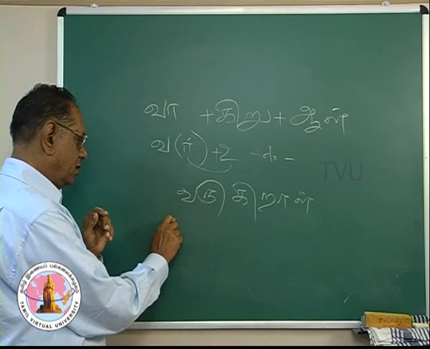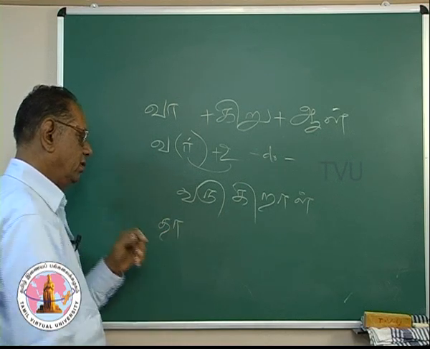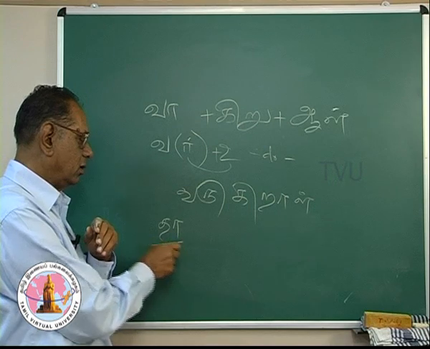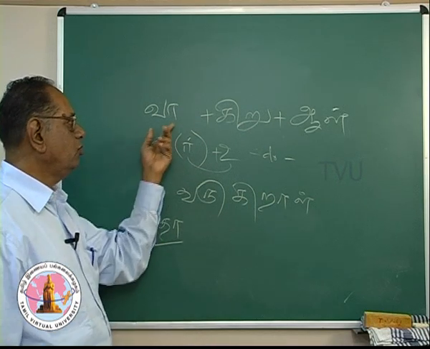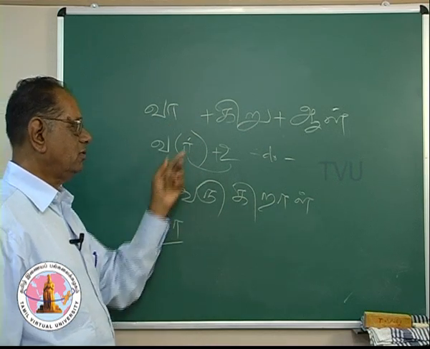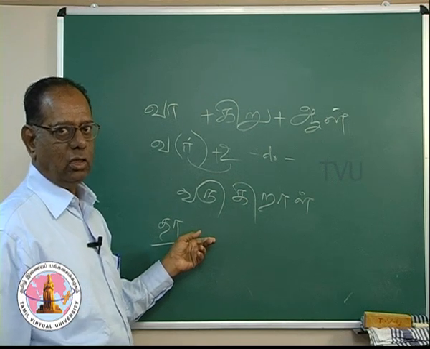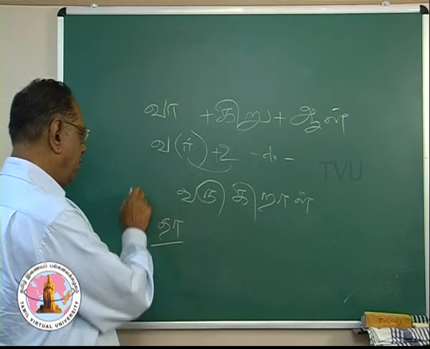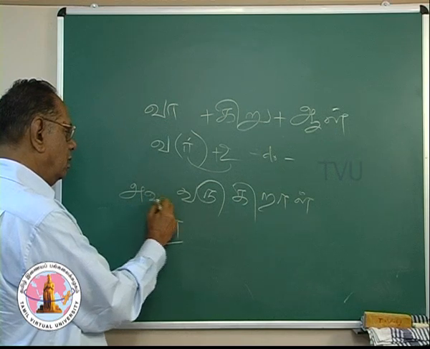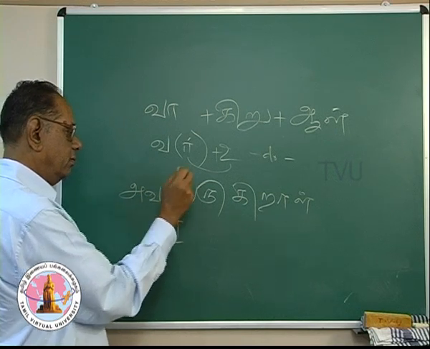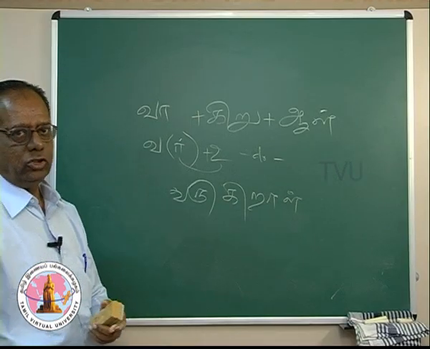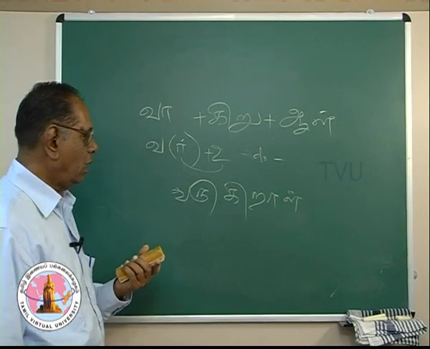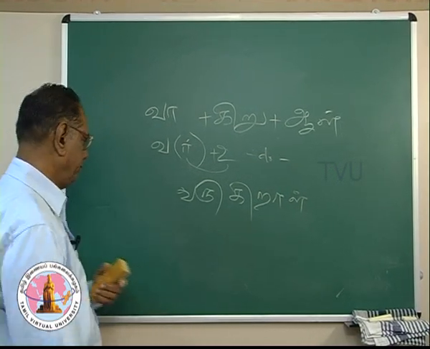The same pattern you find with the word ta. Ta is to give. These two verbs undergo this particular type of change while conjugating. Aval varugiral. Let me change the gender.